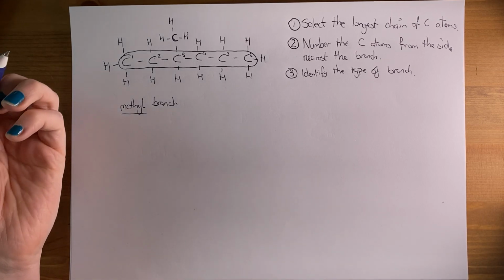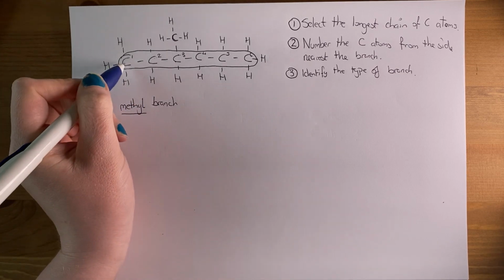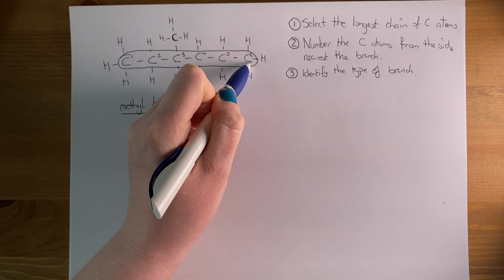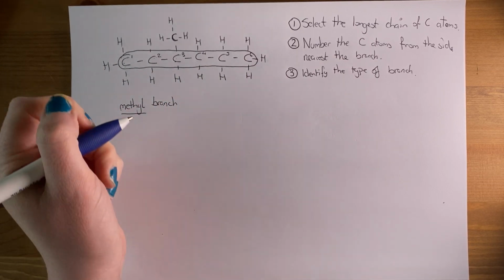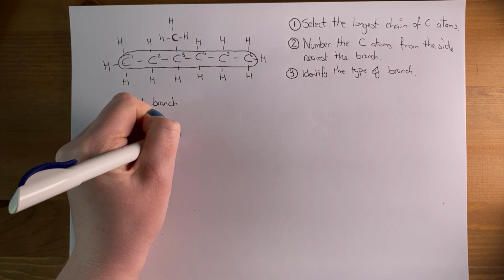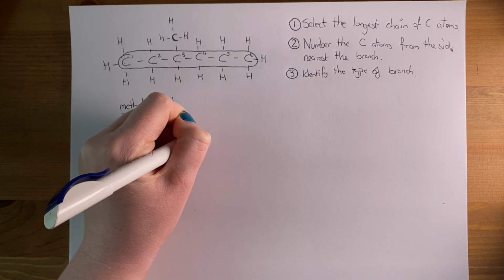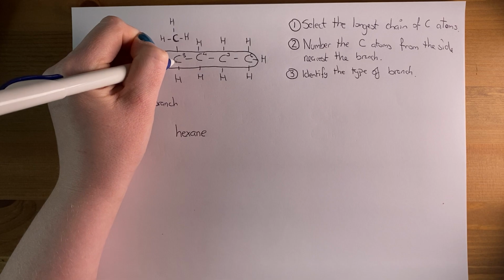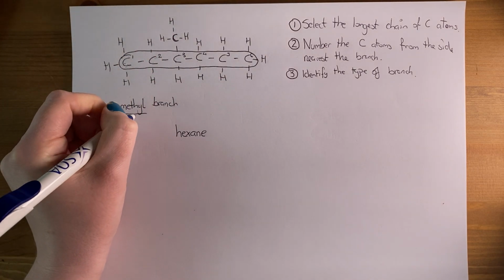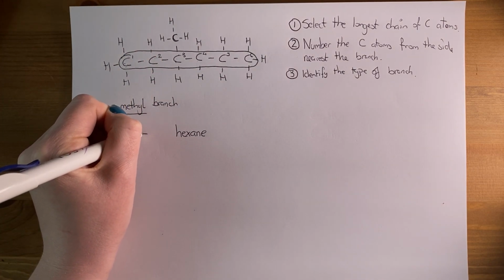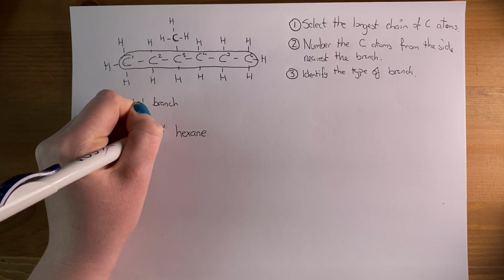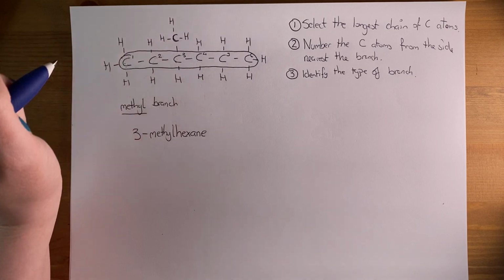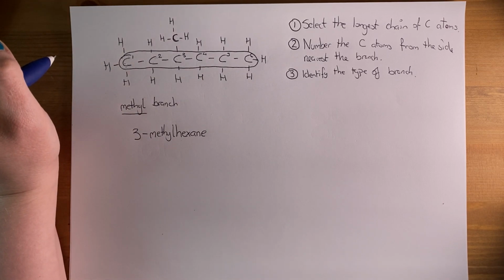Now I can put this all together. My parent alkane, my longest chain, is 1, 2, 3, 4, 5, 6, all single bonds between them. So my parent alkane would be hexane. Carbon number 3 has a methyl branch, so I have 3-methylhexane. And that is how you name these.